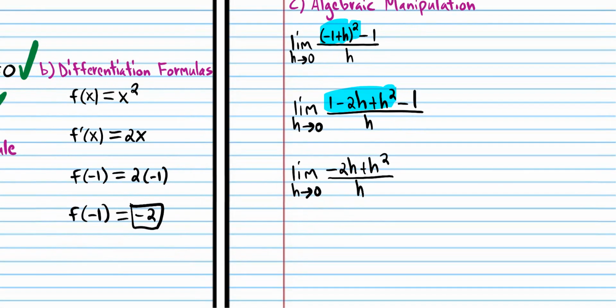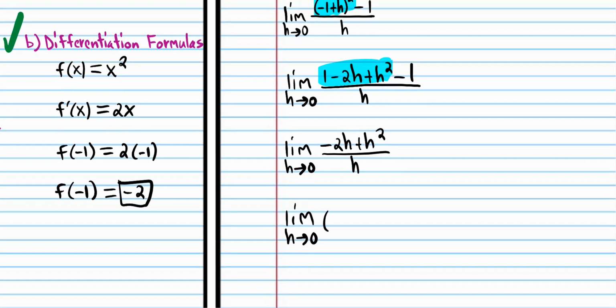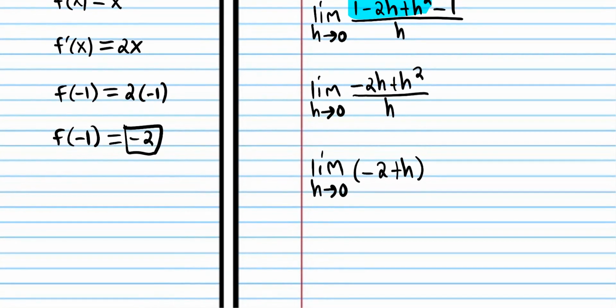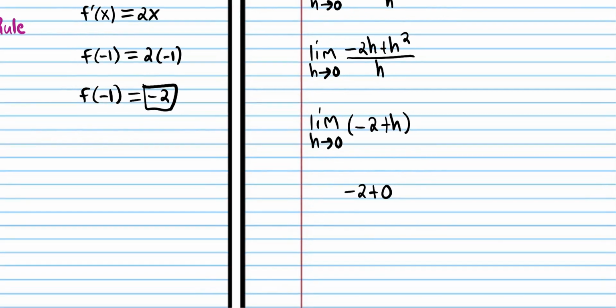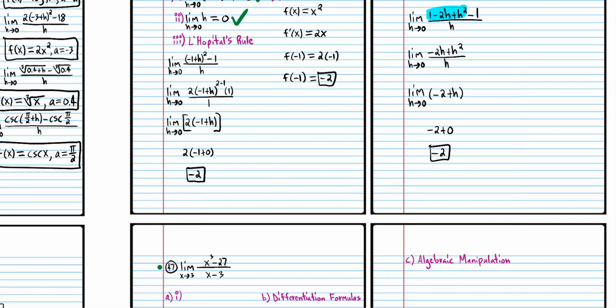All of these problems can go a lot faster. You don't have to take this much time. I'm taking a lot of time because I'm showing you how to do the problem, and we have to write it out, but you don't have to write every step necessarily. So we can plug in 0 for h, and then we get -2. So you can see we got the same answers.